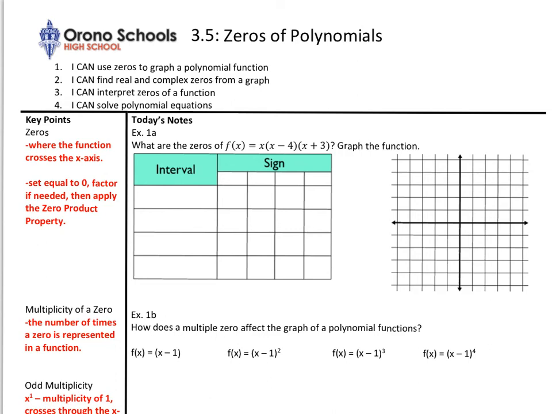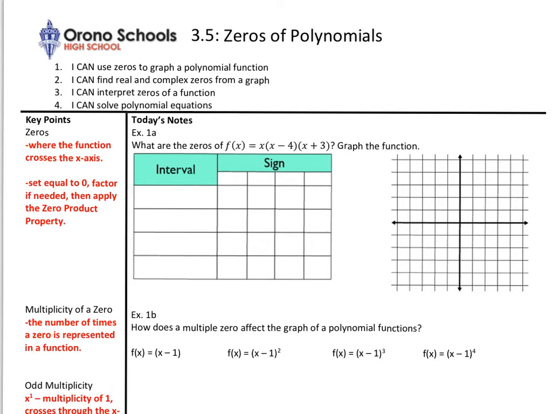Lesson 3.5, Zeros of Polynomials. In this lesson, we'll look at finding zeros of functions, graph them, and then use end behavior and intervals to determine the sketch of the graph. A zero is where the function crosses the x-axis. We've done that plenty of times so far in this semester.